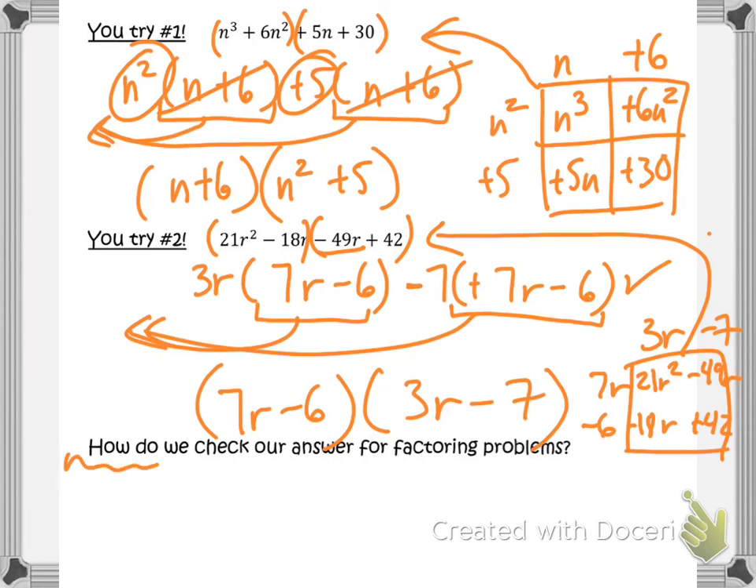Alright, go ahead and answer the question. How do we check our answer for factoring problems? How do we check our answers when we're factoring by grouping? Hopefully at this point you're able to identify how we're checking our answers.